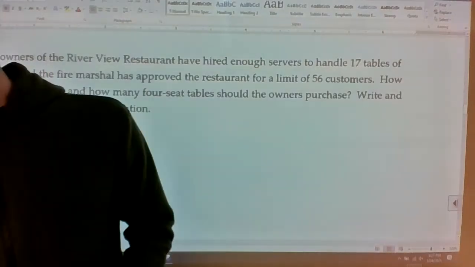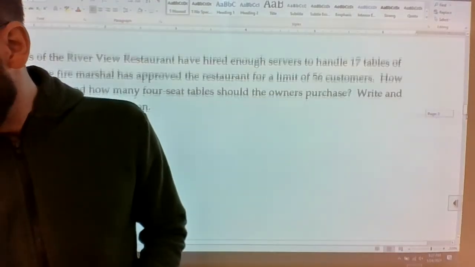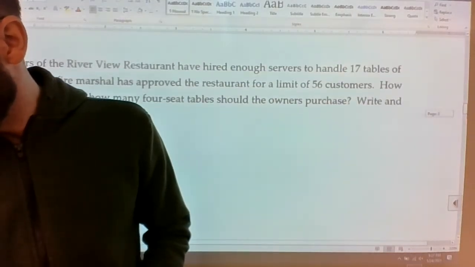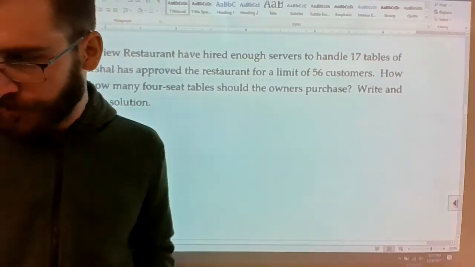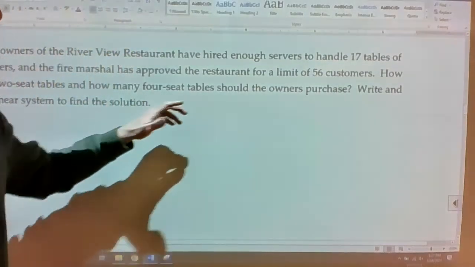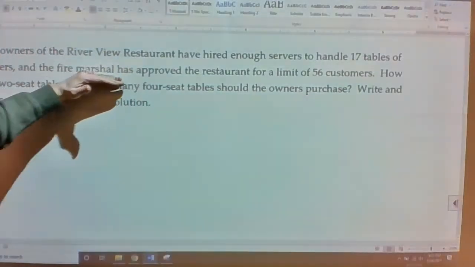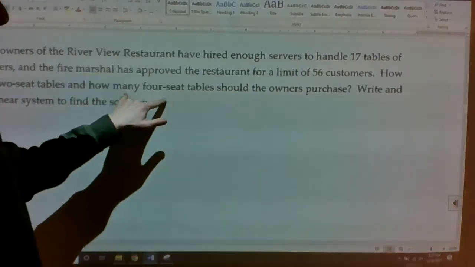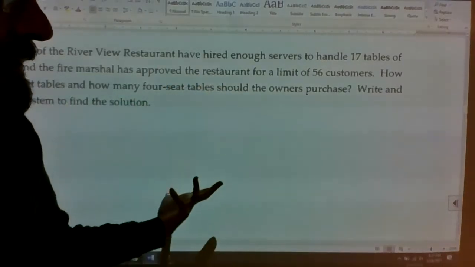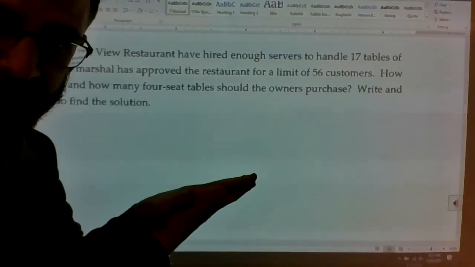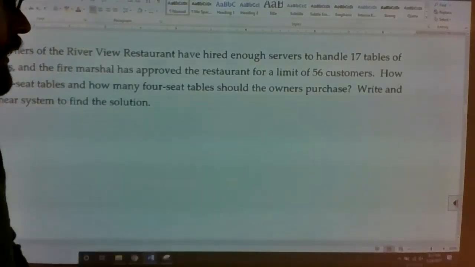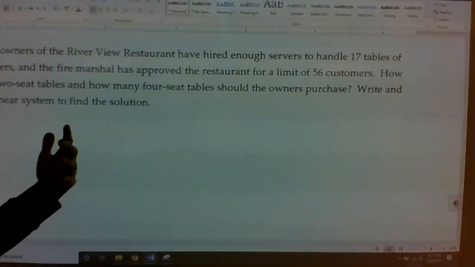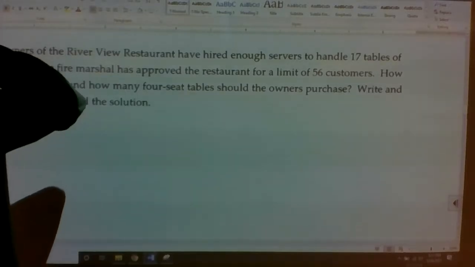All right, so here's the situation. The owners of the Riverview restaurant have hired enough servers to handle 17 tables of customers, and we have a max of 56 customers that can be approved to be in the restaurant at any given time. How many 2-seat tables and how many 4-seat tables would accommodate these 56 customer max and 17 table max? And it says write and use a linear system to find the solution.